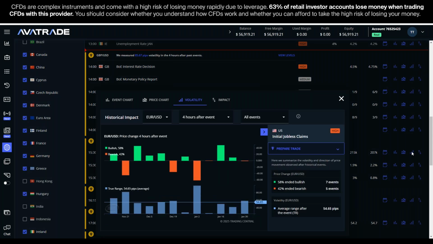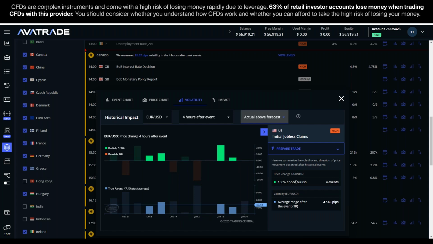So in just a couple hours from now, if we're looking at the EUR/USD pairing, for example, 4 hours after the initial jobless claims are released, if this comes in above forecast, 100% of the time in the past, 4 out of 4 times, the euro has strengthened against the US dollar when jobless claims come in higher than expected out of the US.